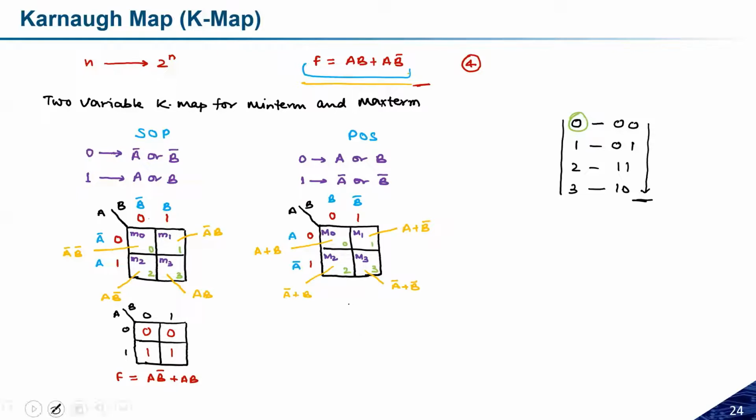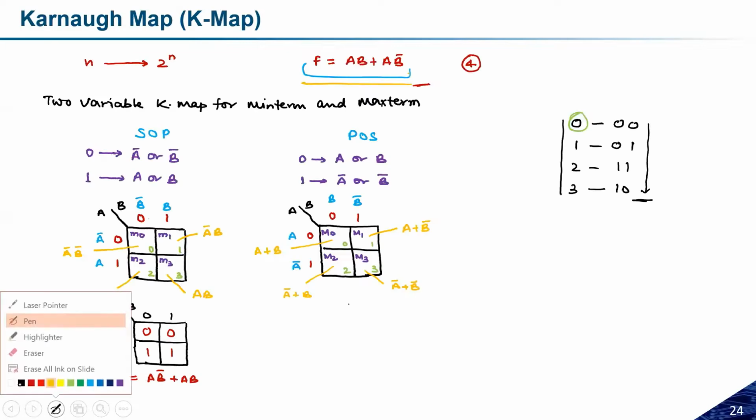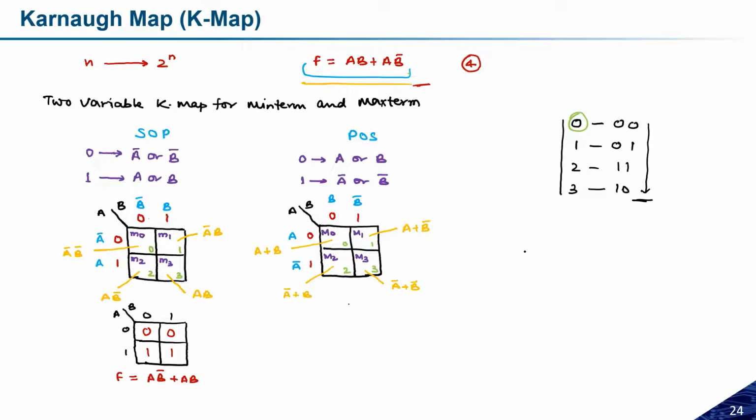Let me try to write one function. Suppose I have a function something like this: F is equal to (A plus B) into (A plus B bar). Okay, I have a function something like this. In that case, how can the K map be filled? So let us try to fill it.